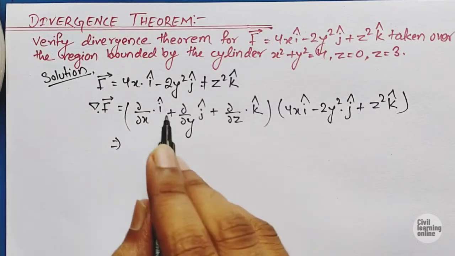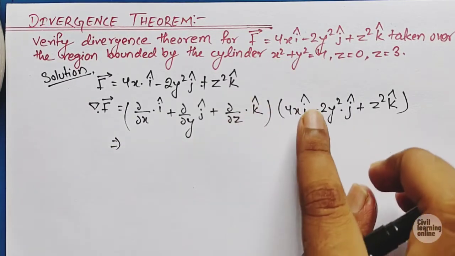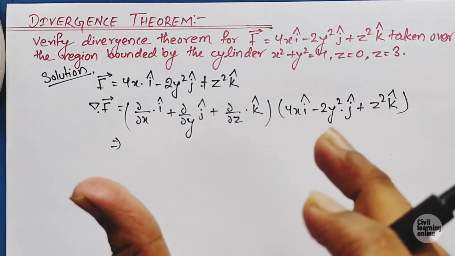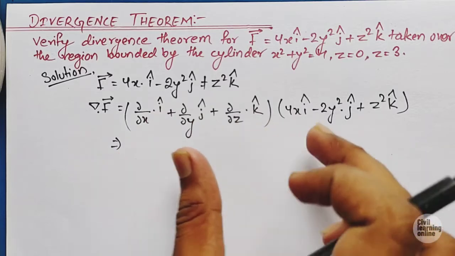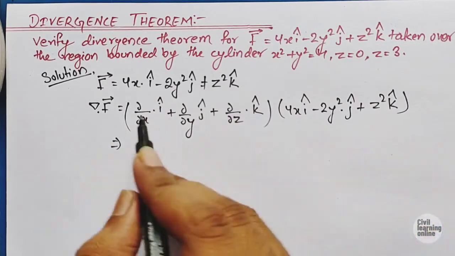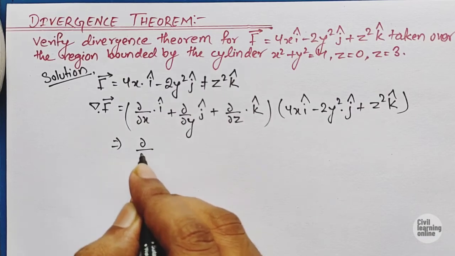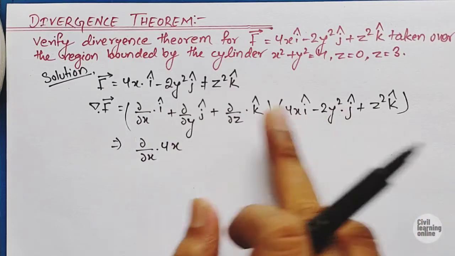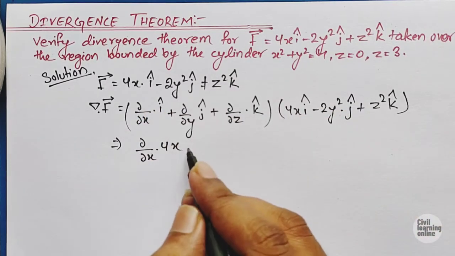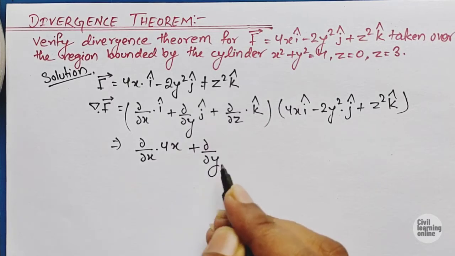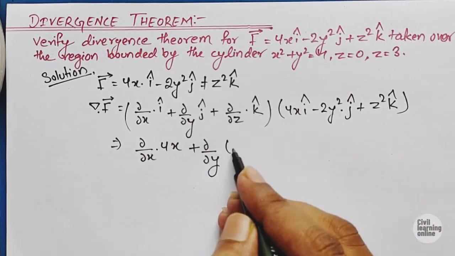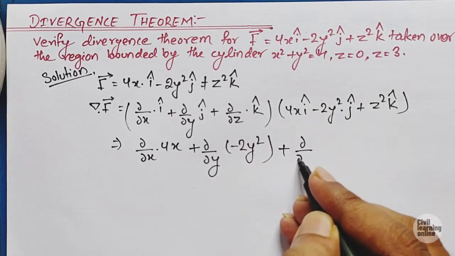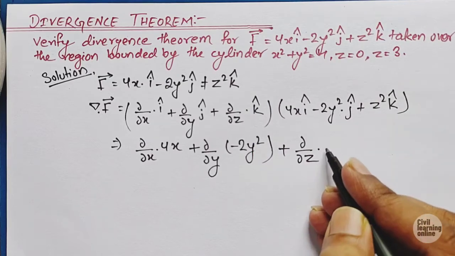Now on multiplying, when i is multiplied with i, we will get 1. When i is multiplied with j, it will become 0. So we will only write the terms which are the product of i cap and i cap. So multiplying i cap and i cap, we will have del upon del x of 4x. Similarly, i and j multiplied gives 0, so we will omit this. Similarly, del upon del y, and j multiplied with j, so minus 2y square, plus del upon del z, k multiplied with k, so z square.